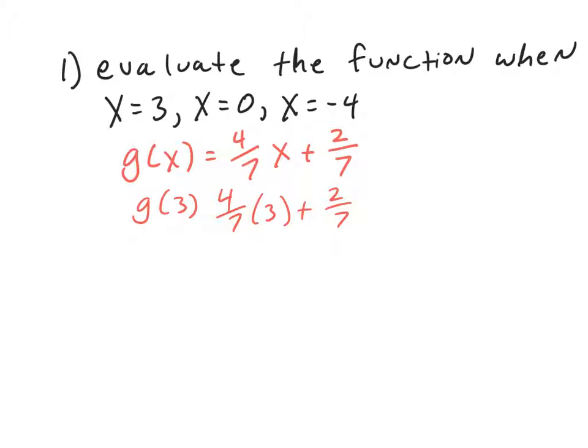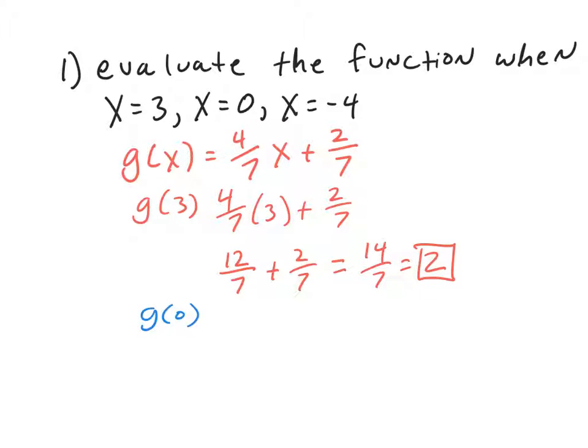4/7 times 3 is going to be 12/7. And then 12/7 plus 2/7 is equal to 14/7, which is 2. Okay, next part we'll do g of 0, which is equal to 4/7 times 0 plus 2/7, and it's going to be 0 plus 2/7, which is 2/7.